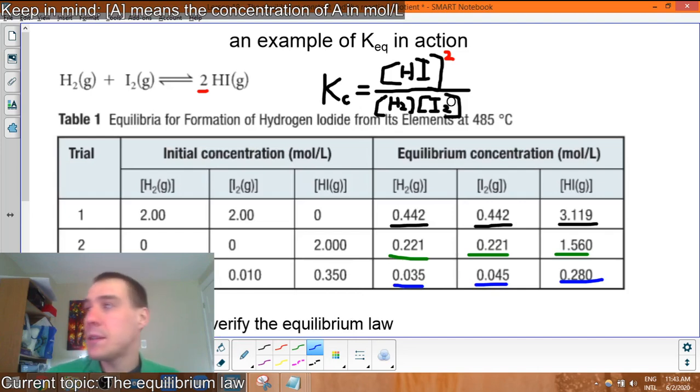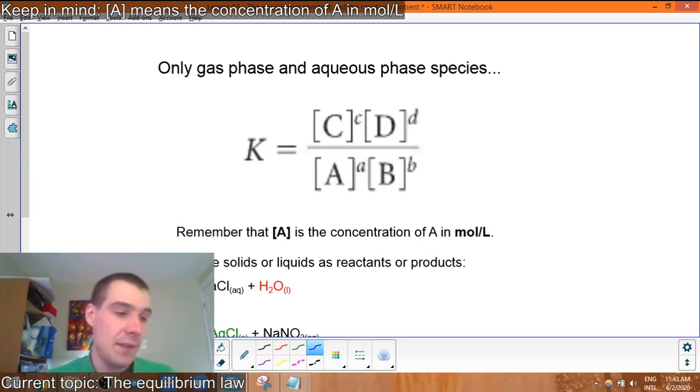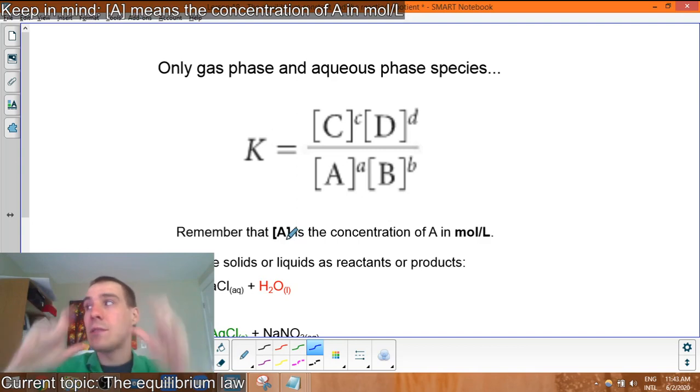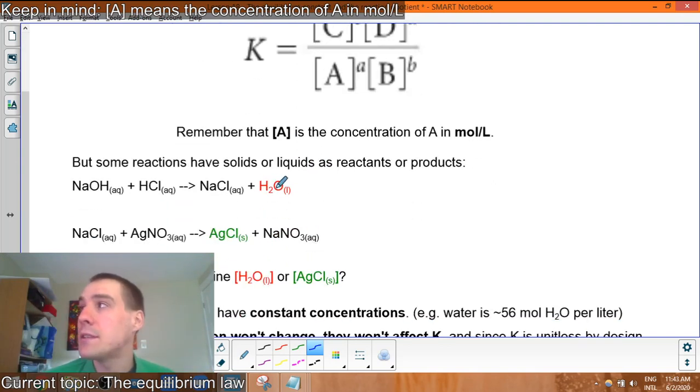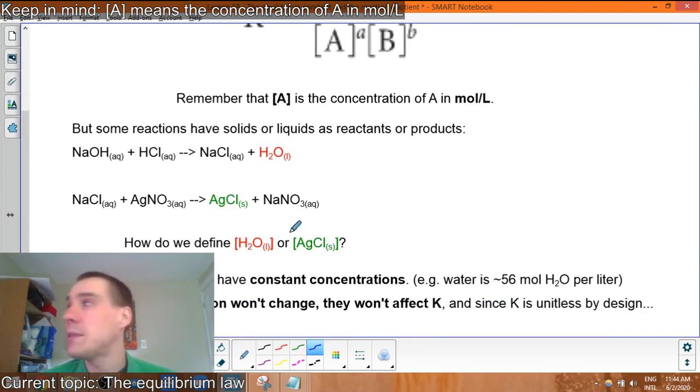Now the next piece in determining a coefficient for K is what happens to gas phase and aqueous, or what happens to solid and liquid. So A is the concentration in moles per liter, right? The square brackets mean concentration in moles per liter, but there are reactions that have liquids and solids. So the question becomes, what is the concentration in moles per liter of liquid water? It's kind of a weird question. Or what's the concentration in moles per liter of solid silver chloride? How do we define a concentration of a liquid or a concentration of a solid?